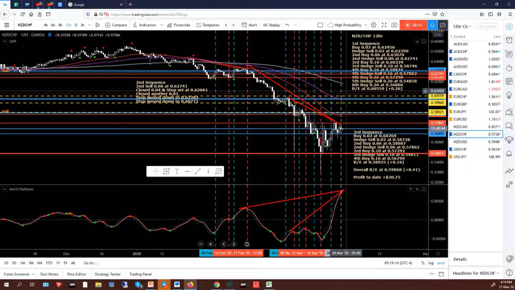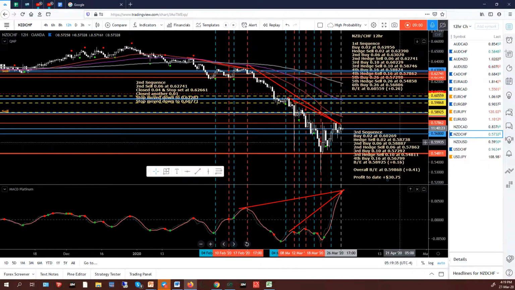There's different break-even levels. There's an overall one, which is probably the most important one, 59868, which is this middle one. The other two, this one is for that sequence, and this bottom one is for this third sequence. This second sequence is just a standalone sell trade at the moment. It's got a stop in place all the way up here. So you can pause the video, have a read of it.